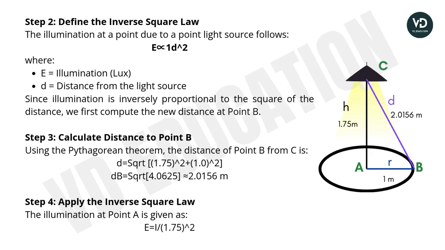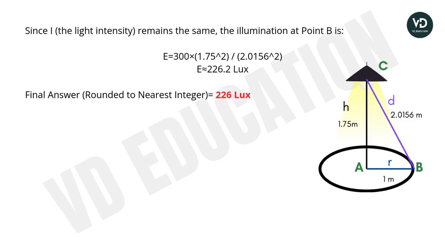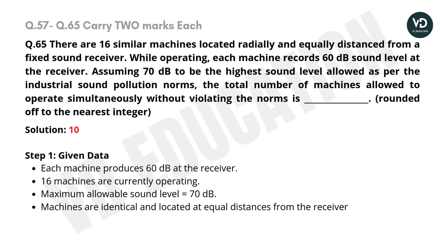Then step 4. Apply the inverse square law where the illumination at the point A is given as E is equal to I upon 1.75 to the power 2. Since the intensity remains the same, the illumination at the point B is, by this equation, the answer will be 226.2 lux.